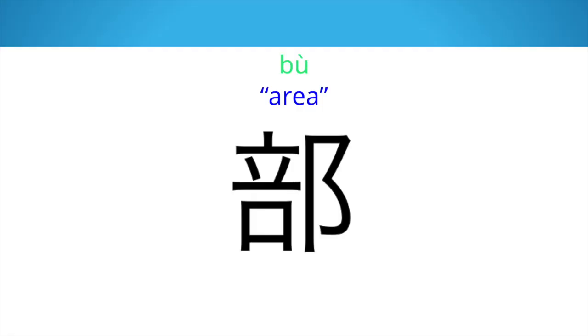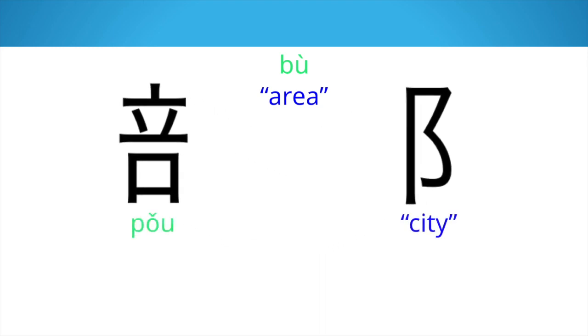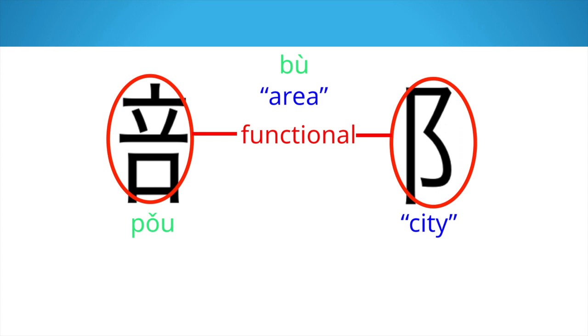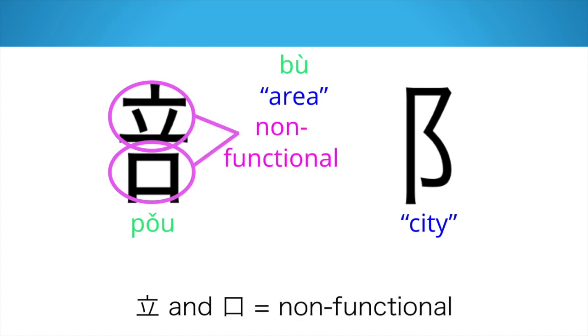Let's take the character Bu, for example. It originally meant area, and it's composed of Po and city, or political area. Here, Po is giving a sound, and city is giving a meaning. But Li, to stand, and Ko, mouth, are not. They are merely subcomponents of Po. So we can say in Bu, Po and city are functional components, while Li and Ko are not.